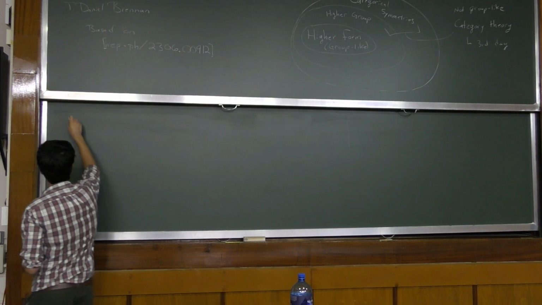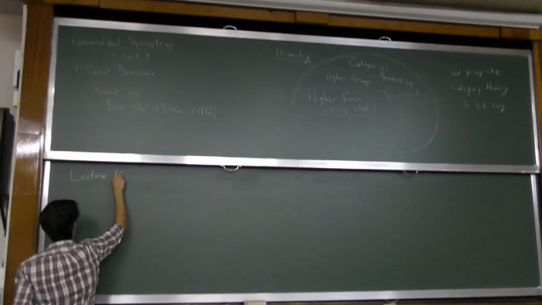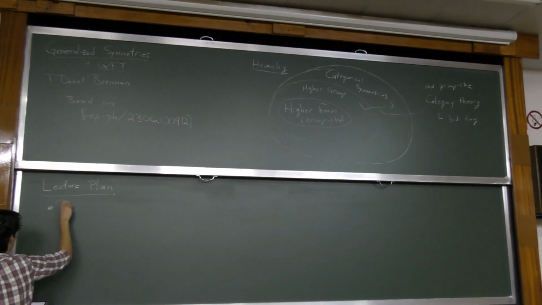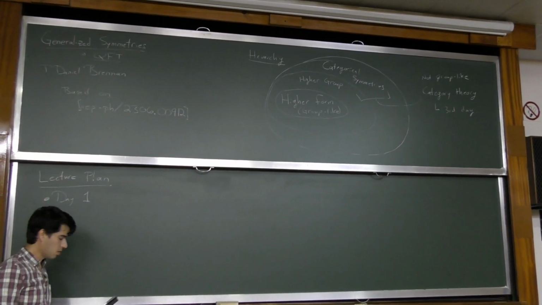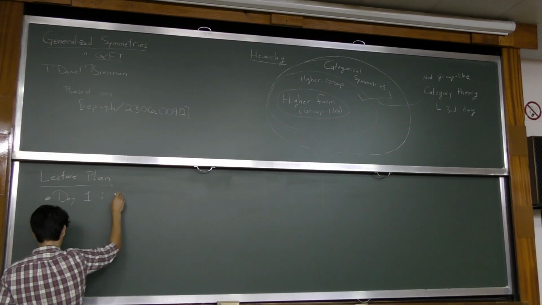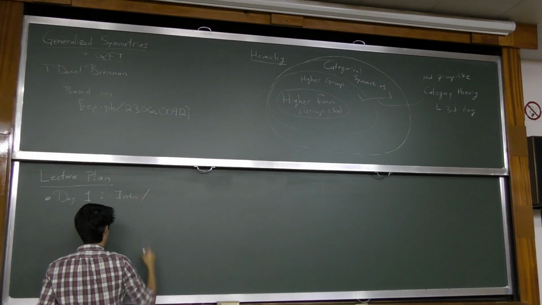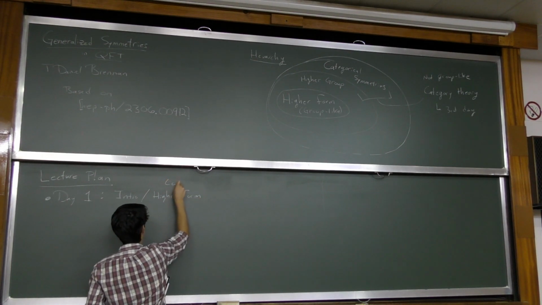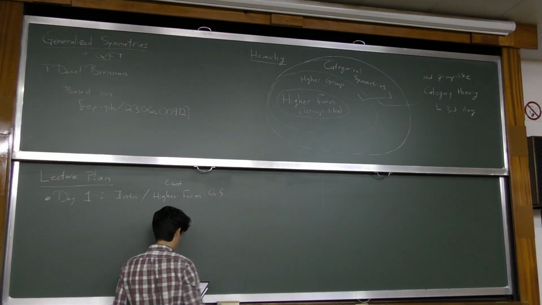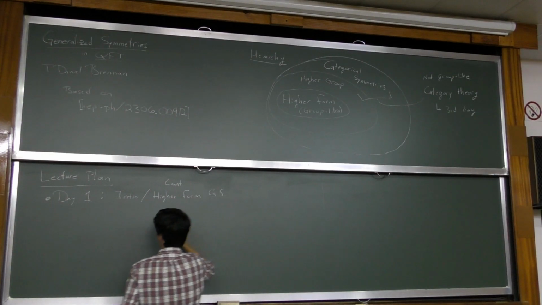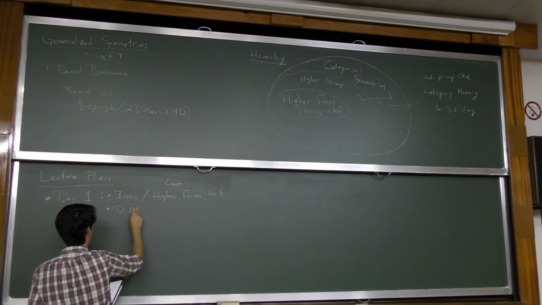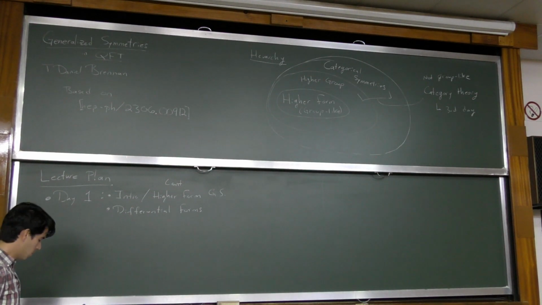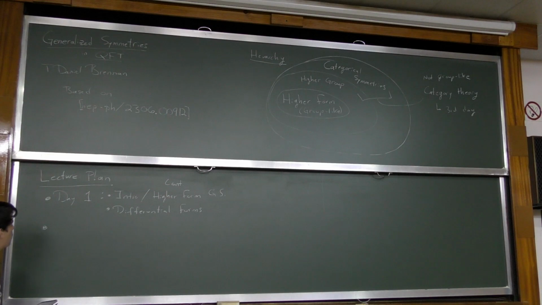I'm going to give you a roadmap of where we're going, so that if you're bored, you know that there's something to look forward to, hopefully. I'm going to try to organize it by day, since I'm doing 2 lectures on the first 3 days. Today is mostly going to be an introduction, and I'm going to talk about higher form global symmetries, continuous higher form symmetries. I'm also going to give you a review of the terminology of differential forms, which is one of the fundamental mathematical tools used in describing generalized symmetries.